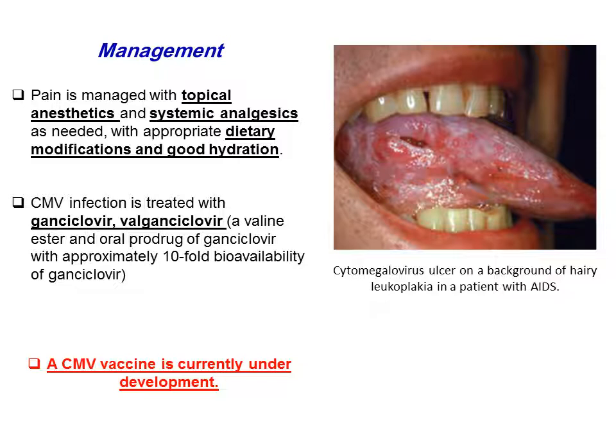Is there any vaccine for cytomegalovirus? Yes. A cytomegalovirus vaccine is currently under development, so we can say it is in the embryonic stage.